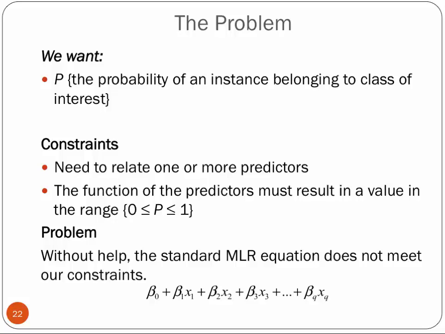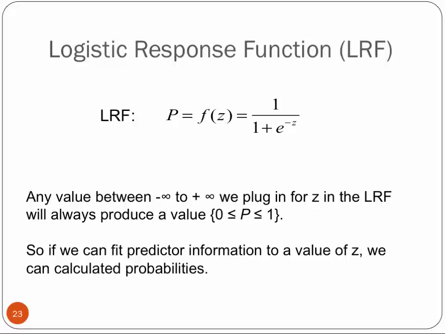We need to be able to have one or more predictors involved, and we'd like the predictors to result in a value that ranges between 0 and 1 for probability. The problem is that the standard multiple linear regression equation does not meet our constraints. The solution is the logistic response function.